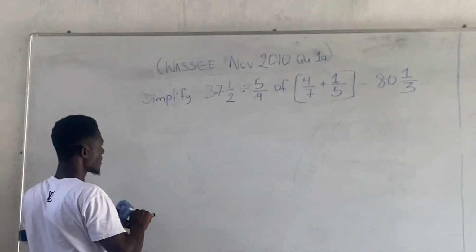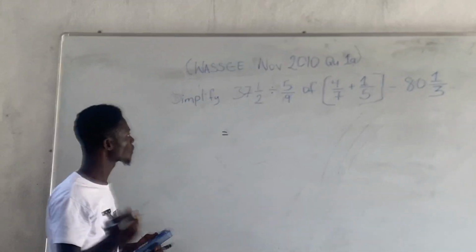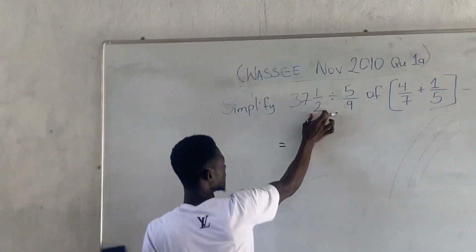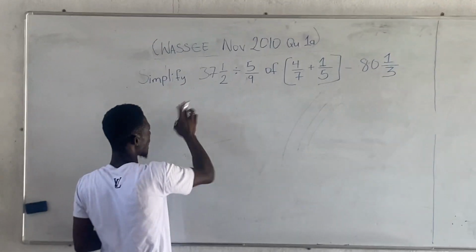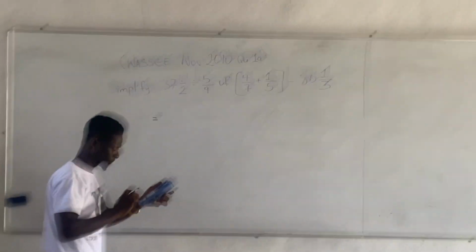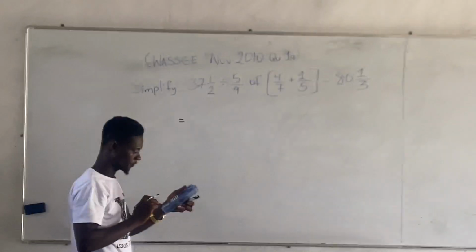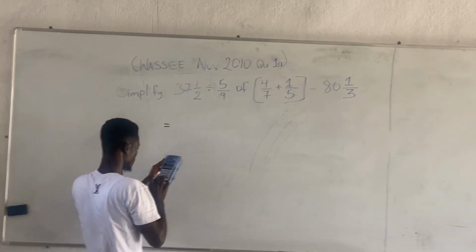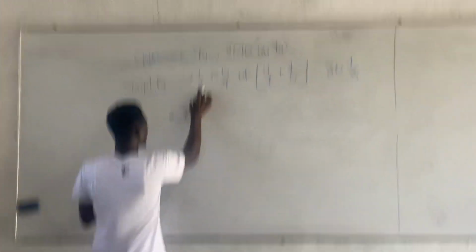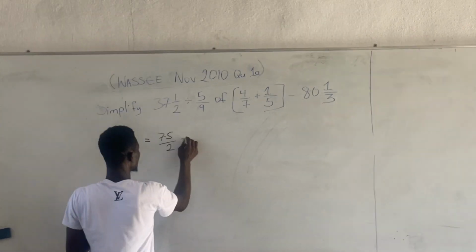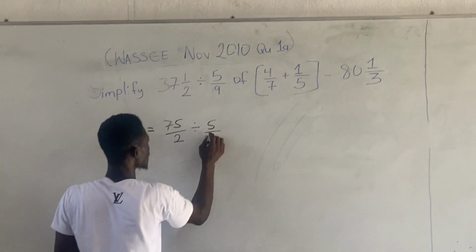Then we can begin by converting from mixed fraction to improper fraction. To do that, you multiply the whole number by the denominator and then add the result to the numerator. That is, 37 times 2 will give us 74, plus the numerator 1, that will give us 75. So it will be 75 all over the same denominator, 2, divide 5 over 9.